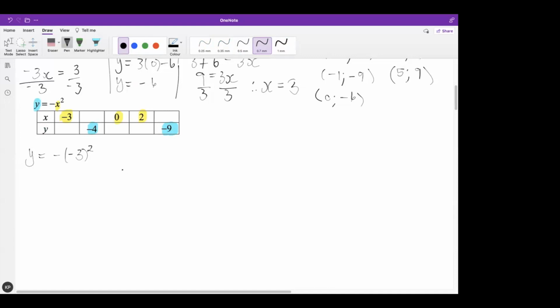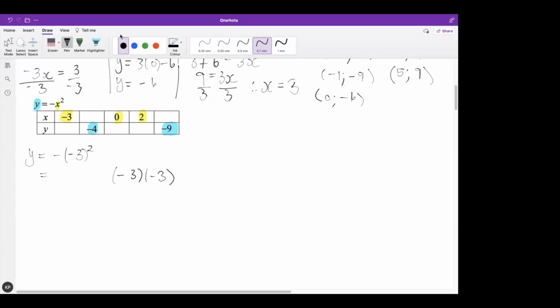Negative 3 squared. Not the final answer. Negative 3 squared. Anyone? Remember, guys, negative 3 squared means negative 3 times negative 3, right? So 2 negatives give you what? If I multiply 2 negatives together, they give me a positive. Thank you. And then 3 times 3 is 9.